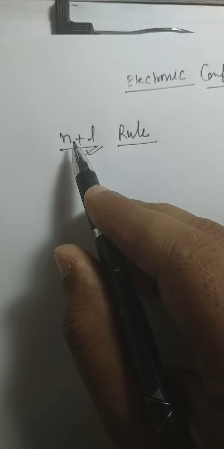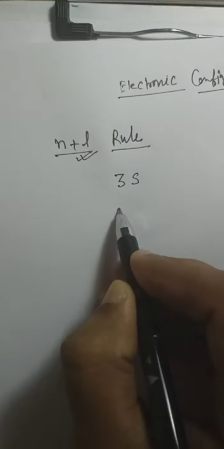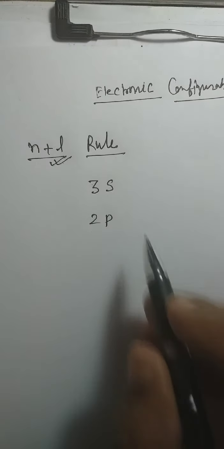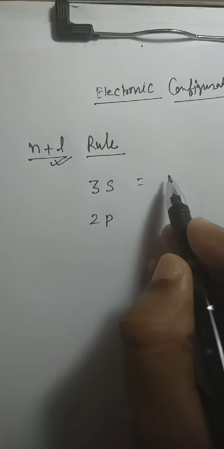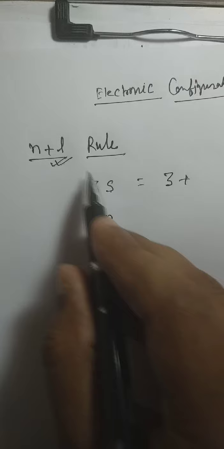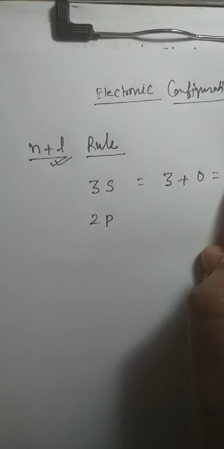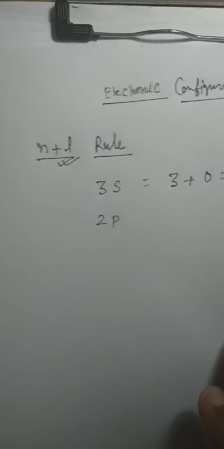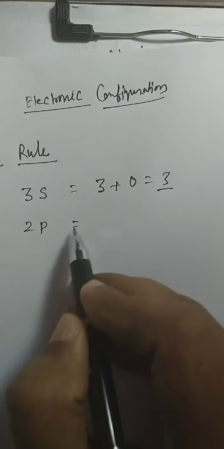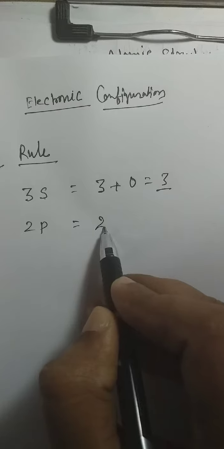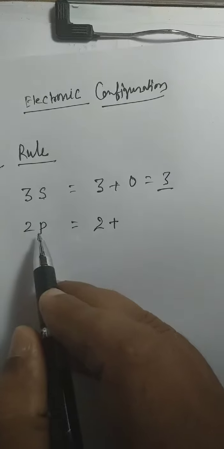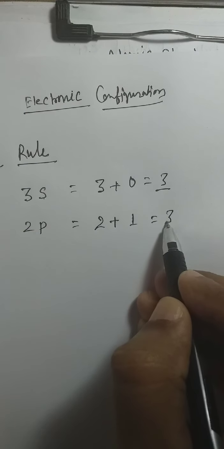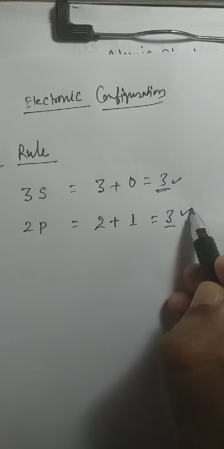Where you find the value is the same, we take the example of 3s and 2p and find the n plus l value. For 3s, the principal quantum number is the coefficient, so it is 3, and for s, l is 0, so its value is 3. For 2p, the principal quantum number is 2, and l for the p orbital is 1, so it also becomes 3. So in both places we find the same energy value.